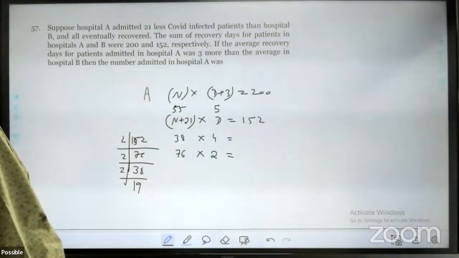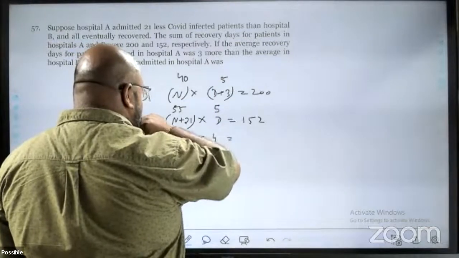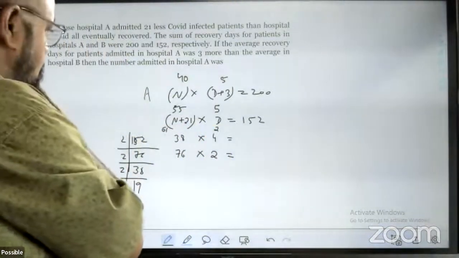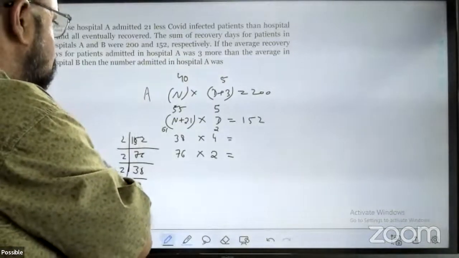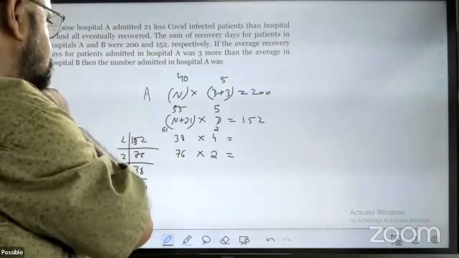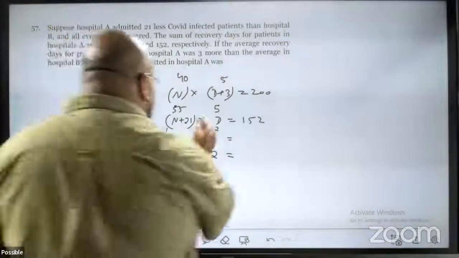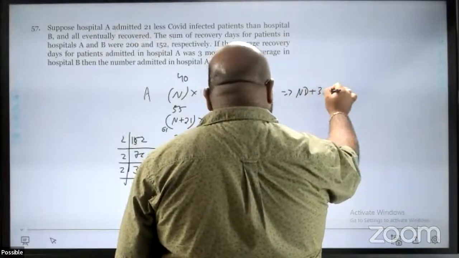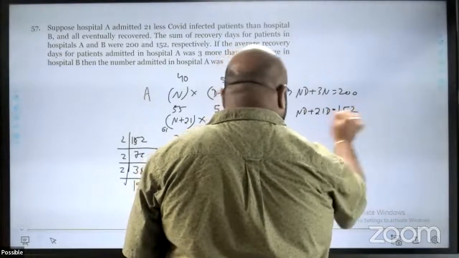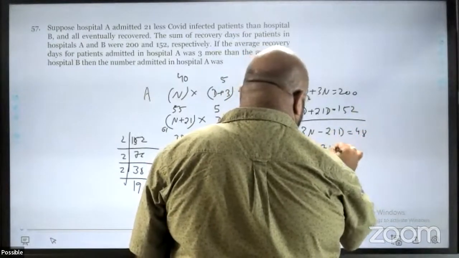Hospital admitted 21 less COVID patients. If we make this a 40 and this a 5, this could become a 61 and a 2. Not well. Not sure why this is happening here. Even if we solve this, we still get a 3 and a 21D. Let's try to solve this by subtracting. We get ND plus 3N is equal to 200, and here we get ND plus 21D is equal to 152. If we subtract, 3N minus 21D comes out to 48, which means N minus 7D comes out to 16.